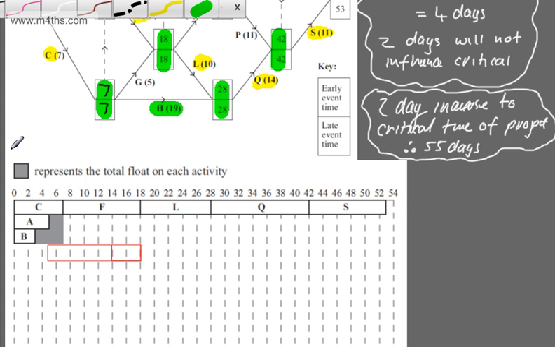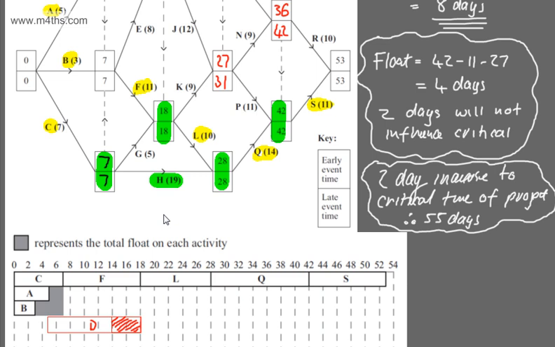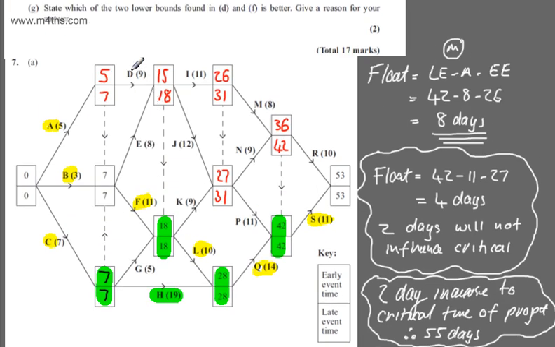So what I'm going to do, I'm going to put D there. So D, that's done, and then this is the float. So we can see now that we've got a float of 4 days on this one. And again, you might want to fill that out and make it look a little neater. So that's D sorted. D, I'm just going to circle.